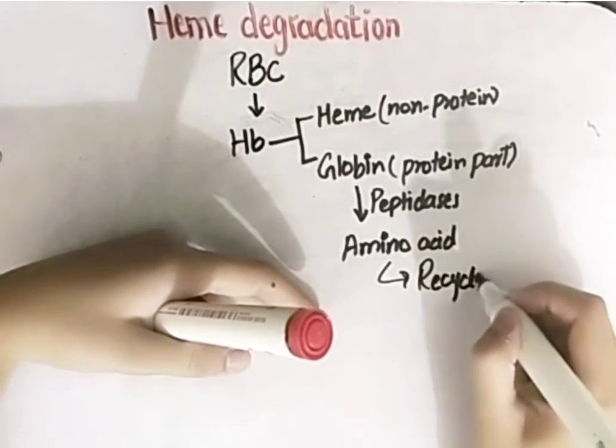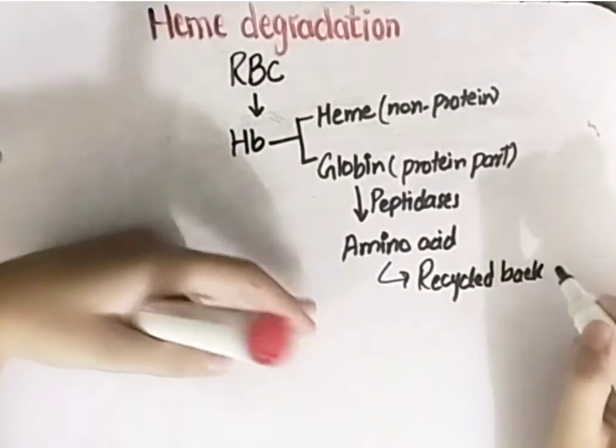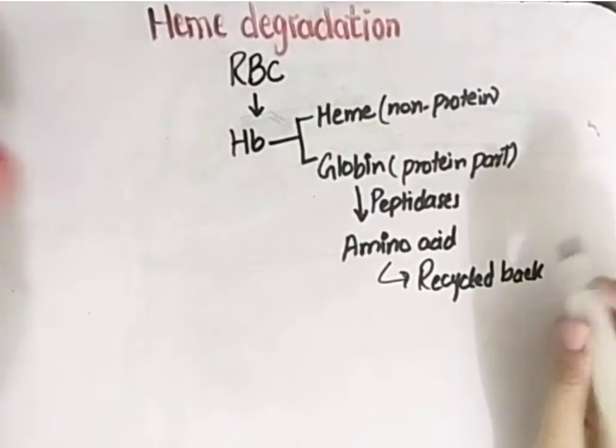These amino acids are then recycled back. Okay, they are again used in the synthesis of RBCs, because they are again used to make globin, and again used to make hemoglobin. Okay, so they are recycled.